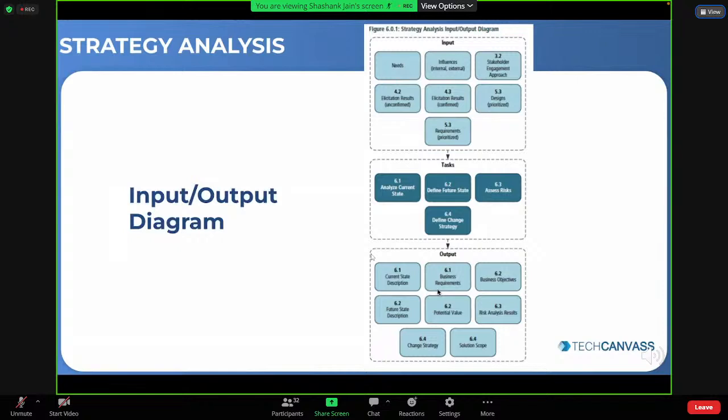A business analyst has to analyze the current state. Analyzing the current state means trying to understand how the current state is, current meaning presently, how the organization is working, which means understanding different aspects.